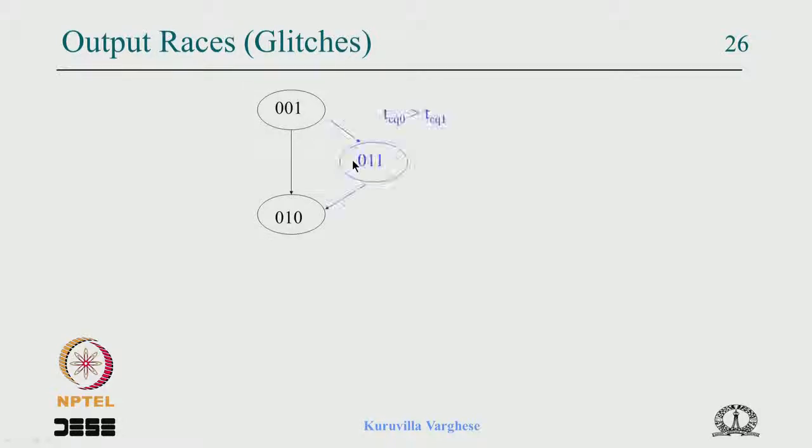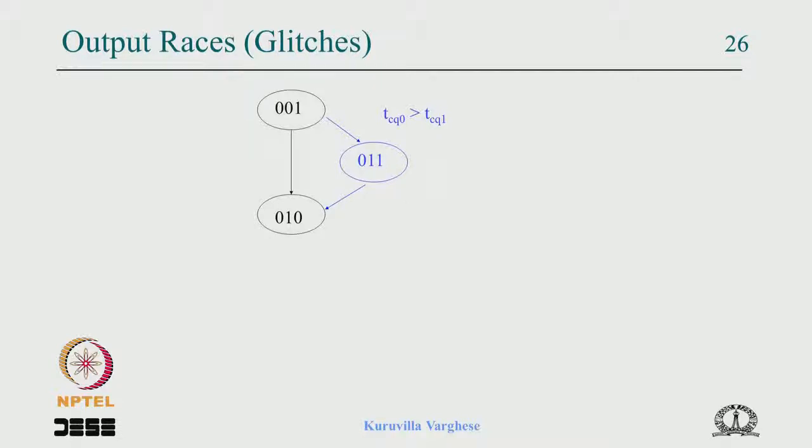011. That is what I have shown in the picture. I am saying that the propagation delay of Q0 is larger than TCQ1, or Q1 is faster. So Q1 becomes 1 and for some time Q0 remains 1, then transits to 0. So 001 becomes 011 and ultimately it becomes 010. For a very, very brief period it becomes 011. And it happens, don't worry about it. We talked about in combinational circuits, when there are multiple outputs, there is a difference in the path delay. Similarly, when there are multiple flip flops, because of the variation in the propagation delay of the flip flops, this happens. It is very natural, there is nothing wrong with this.